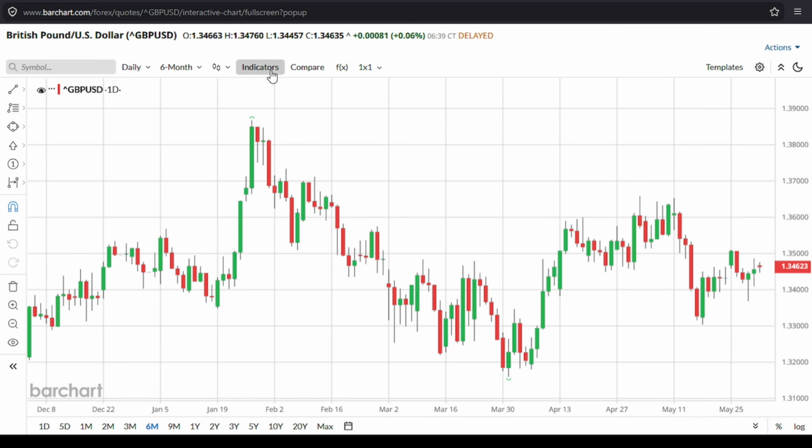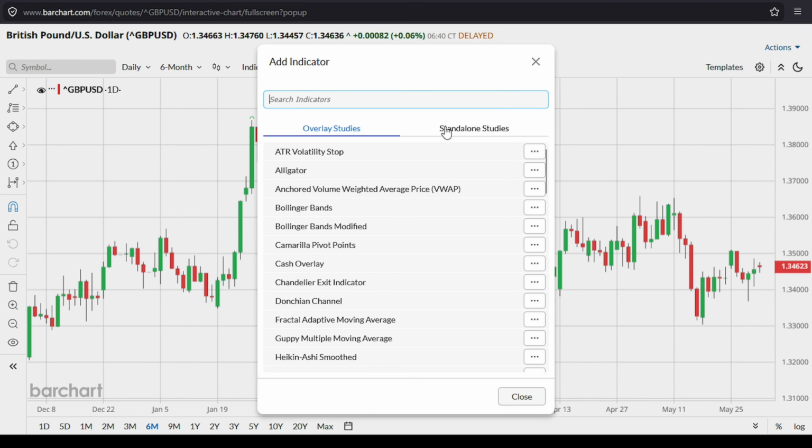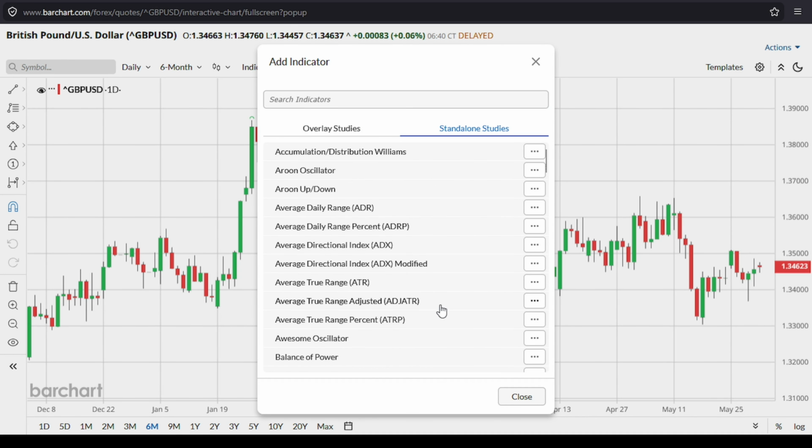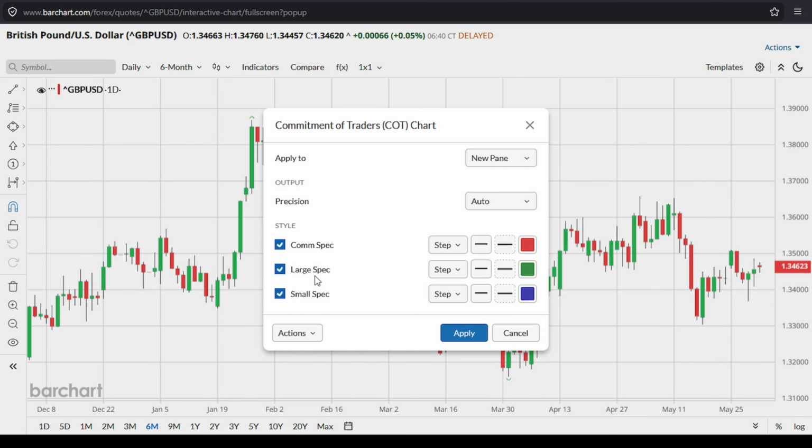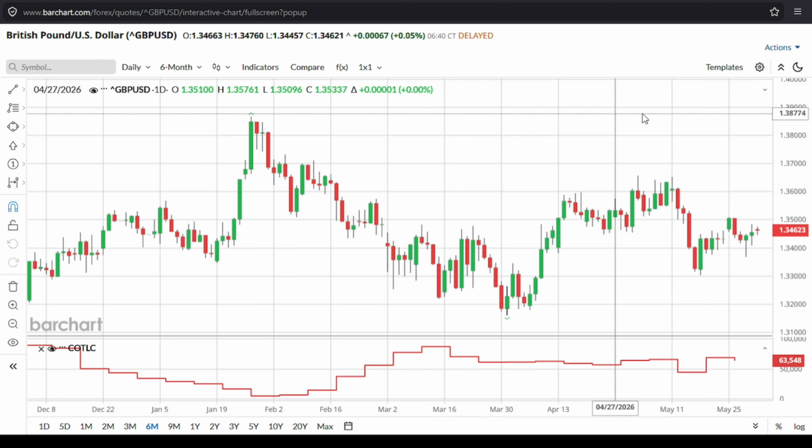We go to the indicators tab. On the indicators tab, you can find it in the standalone studies. You have various studies here. We have the accumulation distribution channel, the average true range, the Bollinger Band. What I'm going to pick is the commitment of traders chart. You can also type in COT and it will bring it out. Commitment of traders chart. You have the disaggregated version. You have the financial. You have the commitment of traders index. We are going to focus on the commitment of traders chart. Let me remove this grid.